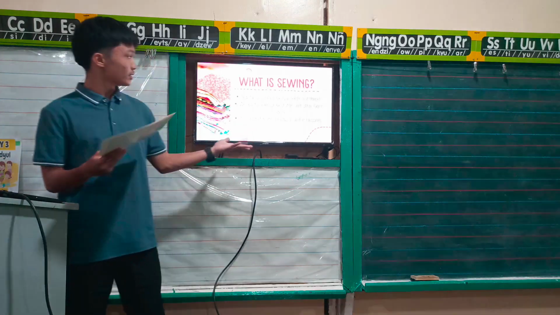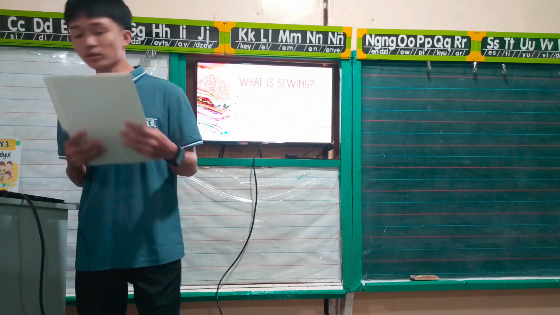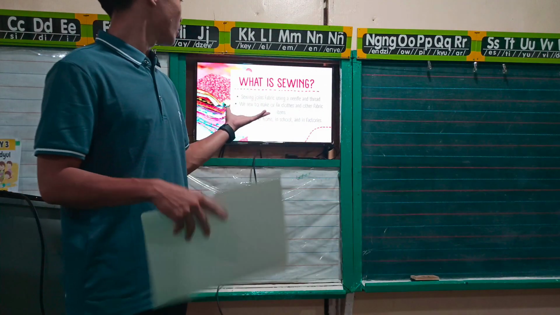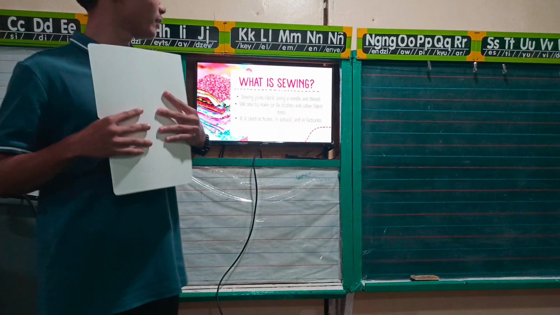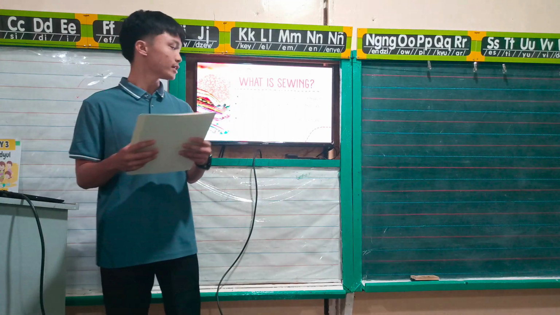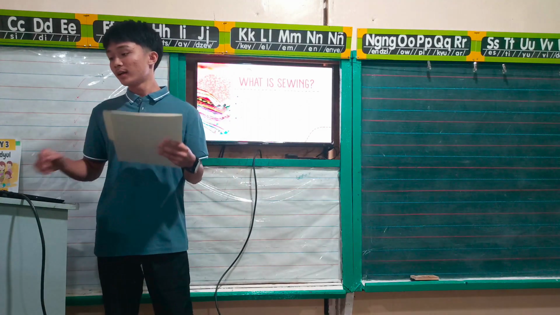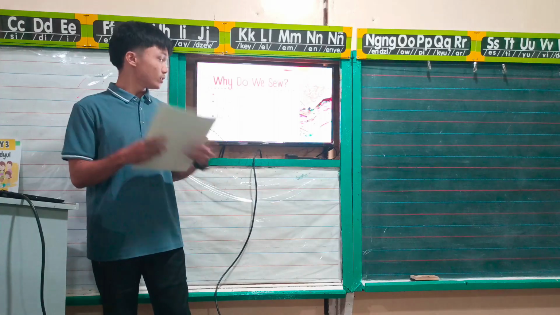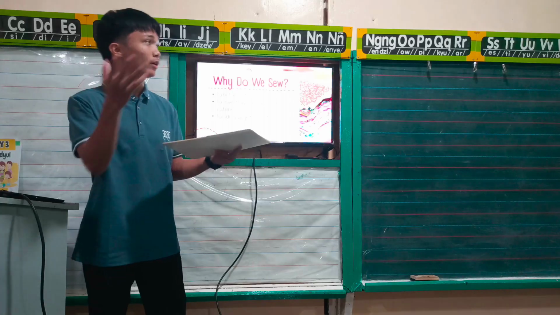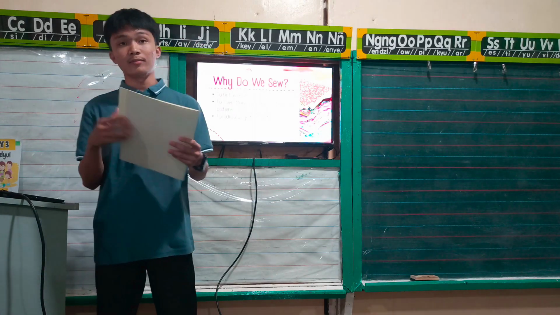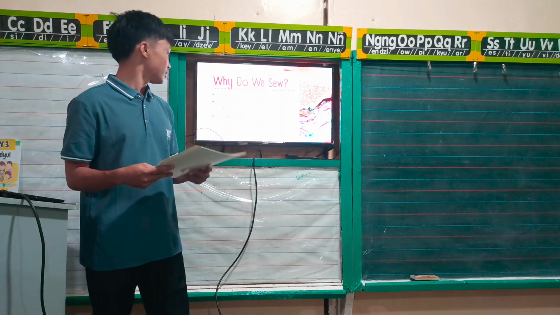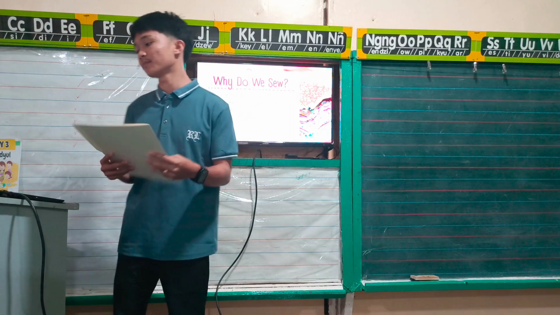So, let's start. What is sewing? Sewing joins fabric using a needle, thread, and other tools. We sew to make or fix clothes and other items. We use it at home, in schools, and in factories. And why do we sew? We sew to fix torn clothes, like this jacket, or even a curtain. Making bags, cushions, and other projects in school, or gifts.